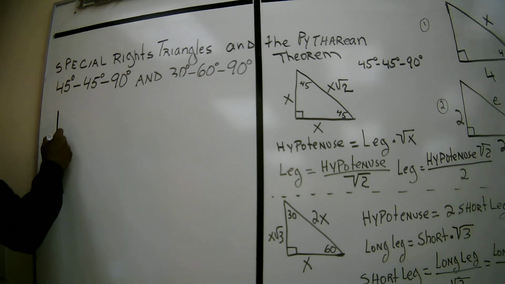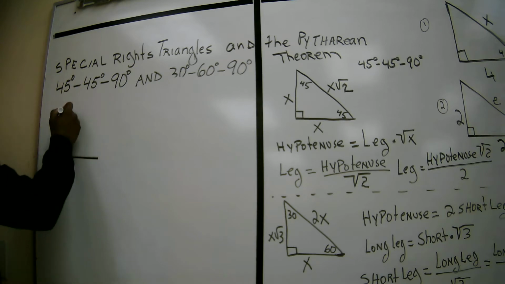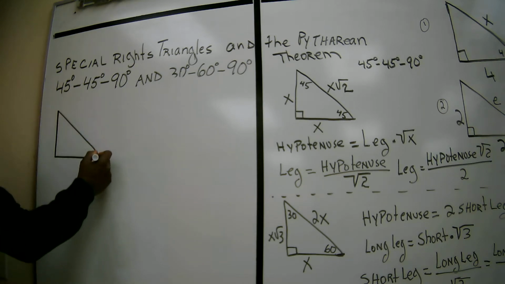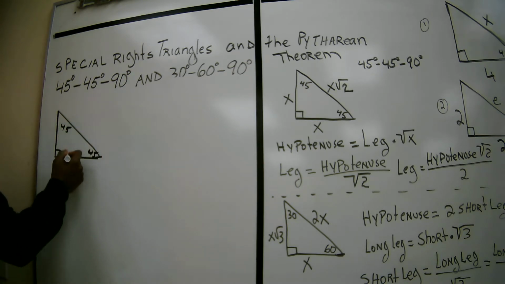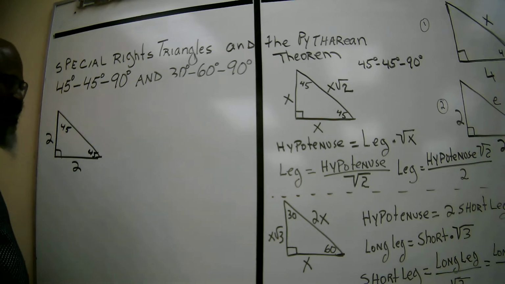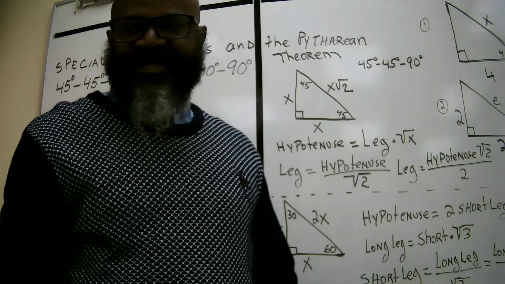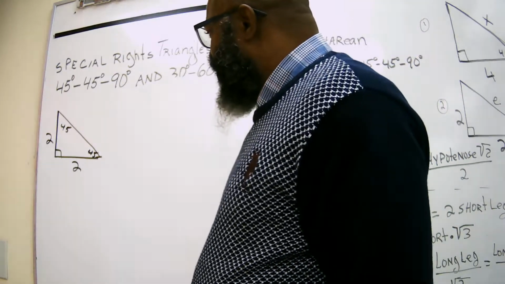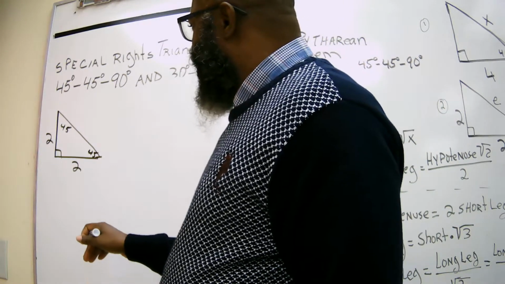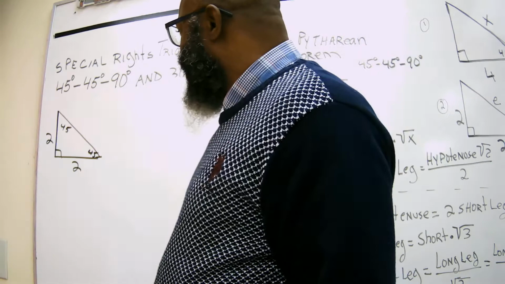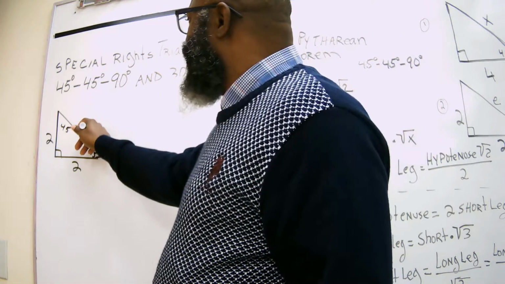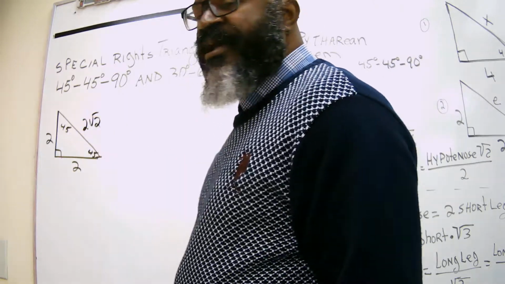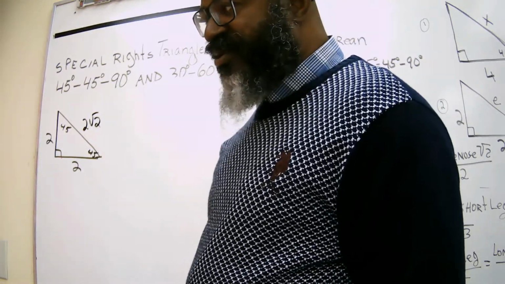If you have a right triangle which is 45-45-90, and this is 45, 45, this is 2, this is 2. In this case, this triangle is a right isosceles. Now, if you know what you're doing, from prior knowledge I can predict what the answer will be. It will be 2 square root of 2. I don't have to do anything because I know certain properties.